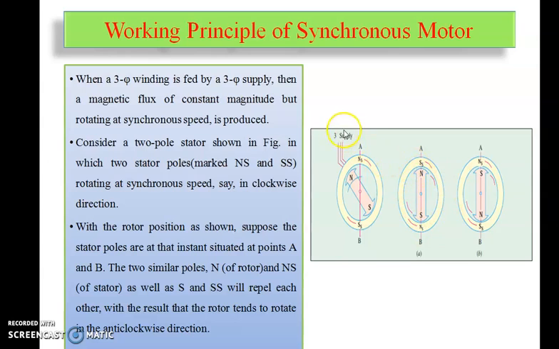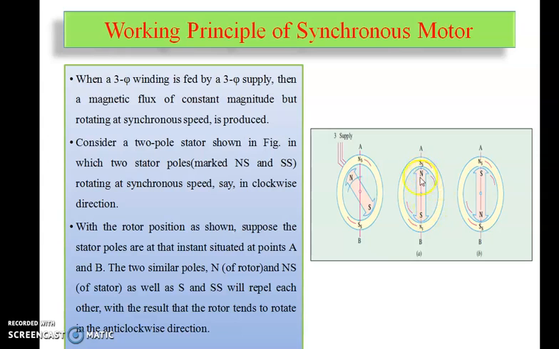Now once I apply the three-phase AC supply to the stator side, what will happen? The three-phase current will flow through the stator side, and because of this three-phase current, the rotating magnetic field will be created in the stator side. Okay. Now what will happen? I'm just assuming that the rotor position is likewise.